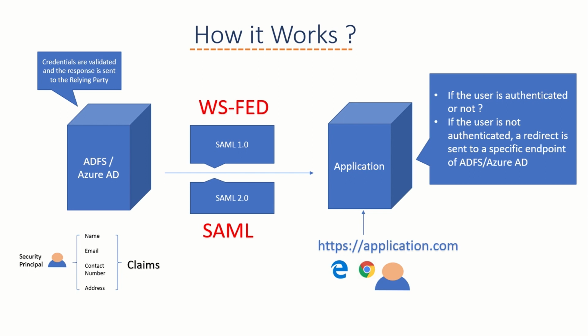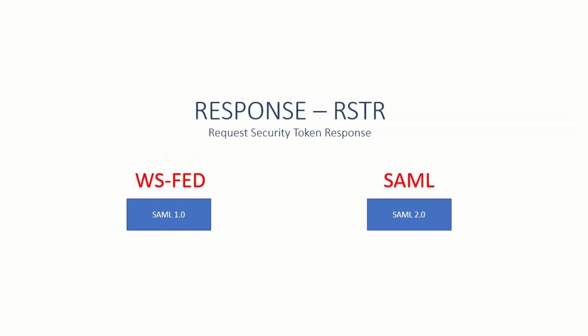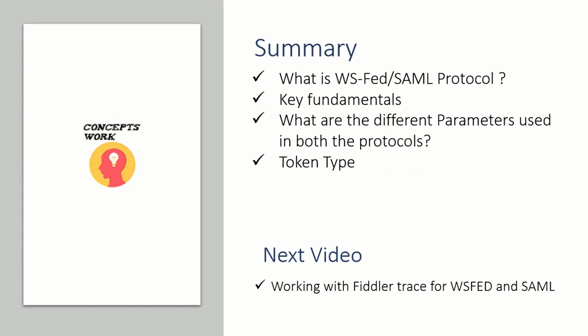I will be covering all these responses in a lot more detail when I talk about the structure of how the parameters and different sections are included in both of these response types. These responses which your identity provider sends to your application are also known as request security token response. So this was all about the theoretical part of how exactly WS-Fed and SAML work, and how you can know by looking at the address bar which protocol has been used by an application to send an authentication request to your identity provider.